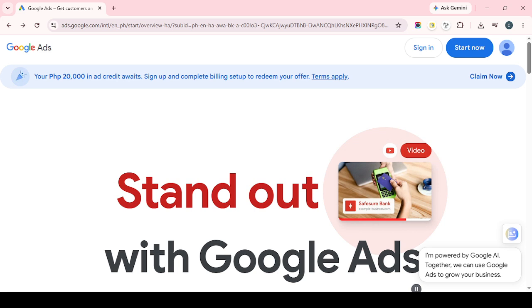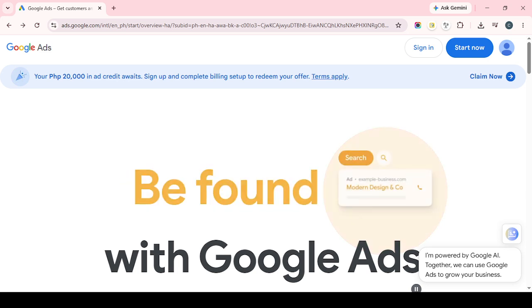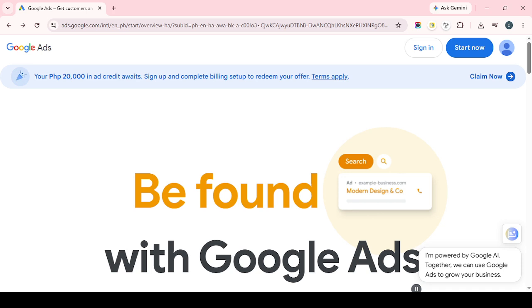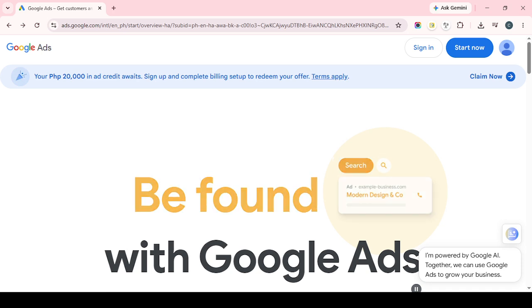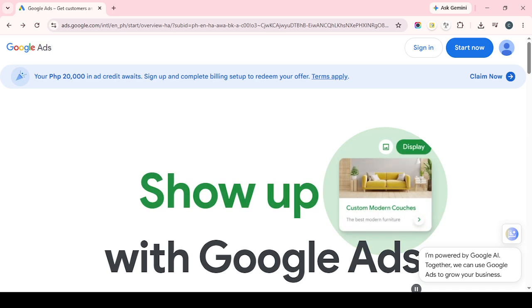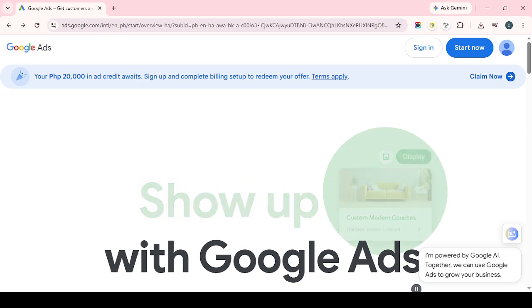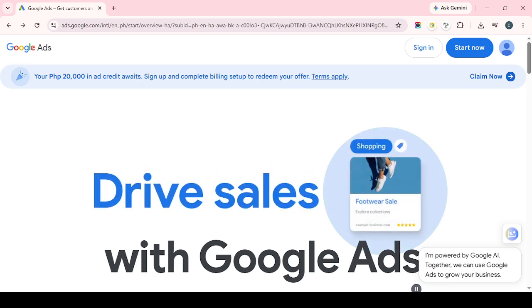Another key area to optimize is your landing page. After someone clicks your ad, the page they arrive on should load quickly, look clean, and immediately confirm that they are in the right place. A slow page can cause visitors to leave before they even see your offer, so speed is essential.